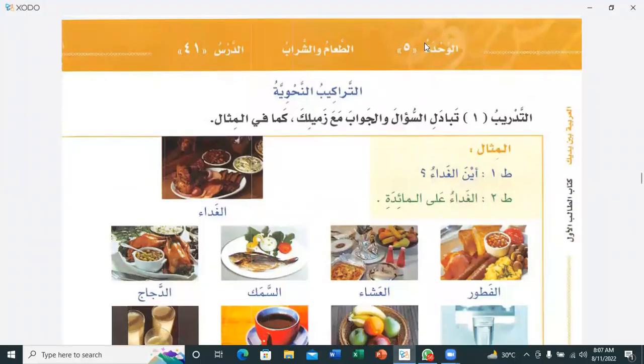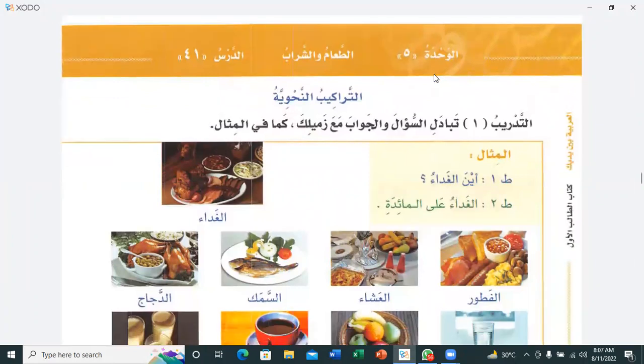Okay. So today we learn Al Arabiyyah Baina Yadaik, chapter number 41. This chapter is about Ta'am wa Sharab, that means food and drinking. In this chapter, التدريب الأول تبادل السؤال والجواب مع زميلك. That means exchange question and answer with your classmate or with your colleague.